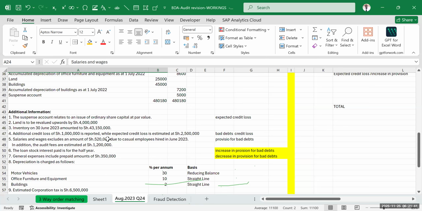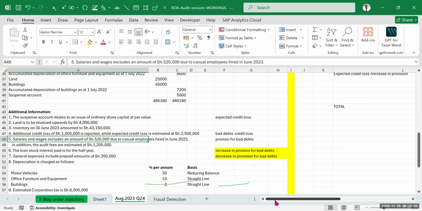The account that is being touched on directly is salaries and wages. So salaries and wages has been undercasted by 520. It was to include 520 because 520 is part of salaries and wages, but it was not included. So what do we do? We go and include it.